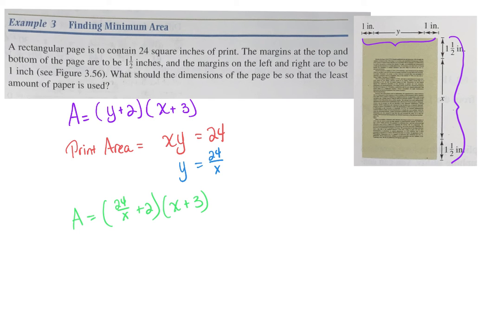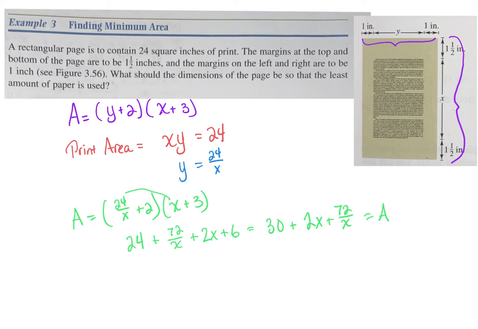You could do your product rule if you want to. I would actually FOIL this thing. I would FOIL it and not use a product rule because, yeah, who wants to do that? So 24 over x times x is just 24, plus 72 over x, plus 2x, plus 6. So you're going to get 30 plus 2x plus 72 over x. Did they combine those two or no? No, they didn't. Okay. Yeah, it's probably easier not to get a common denominator. All right, that is my area.